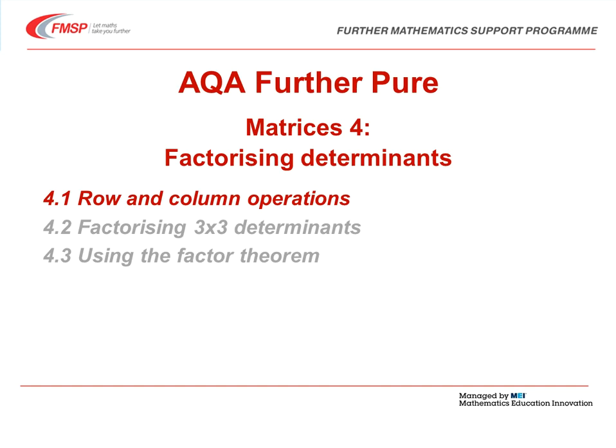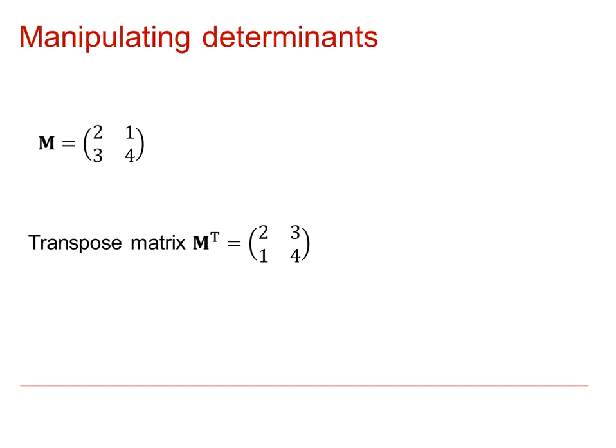This is a video for AQA Further Pure Mathematics, Matrices section 4.1, where we're looking at the idea of row and column operations to find determinants of matrices. So I want to look at what happens when we manipulate a matrix in different ways and how that affects the value of the determinant.